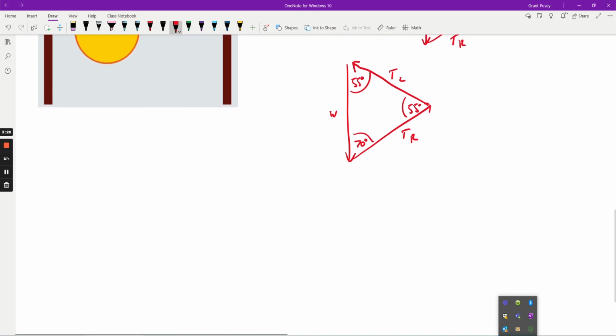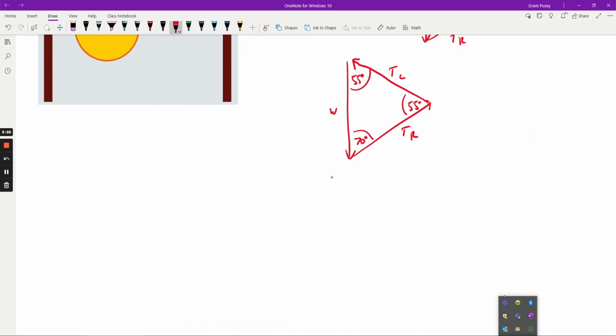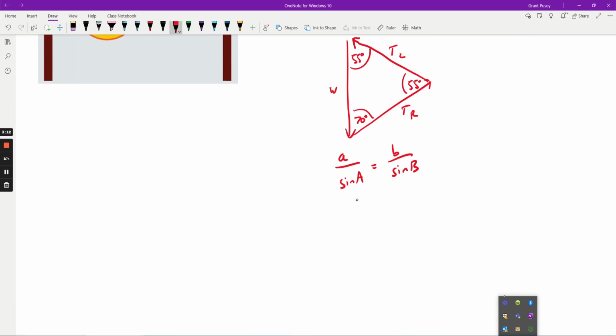Alright, so I'm just solving a non-right angled triangle, so I'm going to use the sine rule in this case, where the generic term is A over sine A is going to be equal to B over sine B. So in this particular case, TR seems to be the easiest right now, because you notice it has the same angle on the other side of it as the weight force, so that would mean that I've got W over sine 55. So that divided by that is the same as this divided by this, so TR over sine 55.